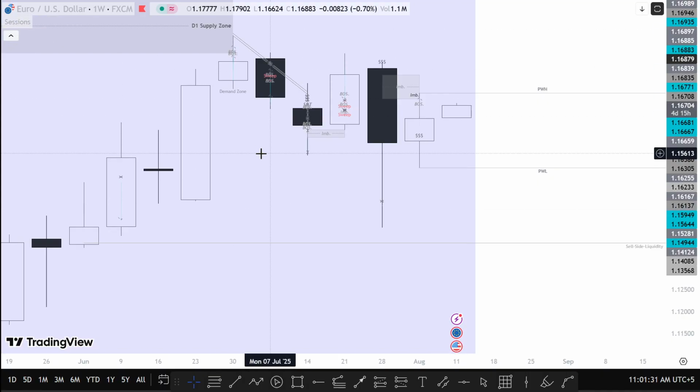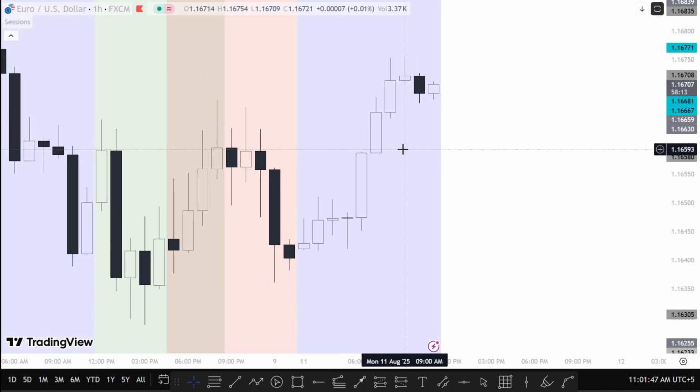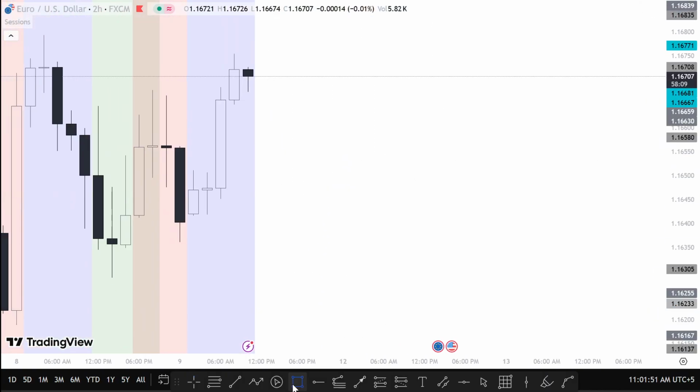Alright, because today is Monday, the first day of the week, we are not going to be marking out the previous day range, the PDL and the PDH. What we are going to be doing instead is go to the 1 hour time frame, or maybe the 2 hour time frame, so that we can mark out the imbalances really nicely and accurately.